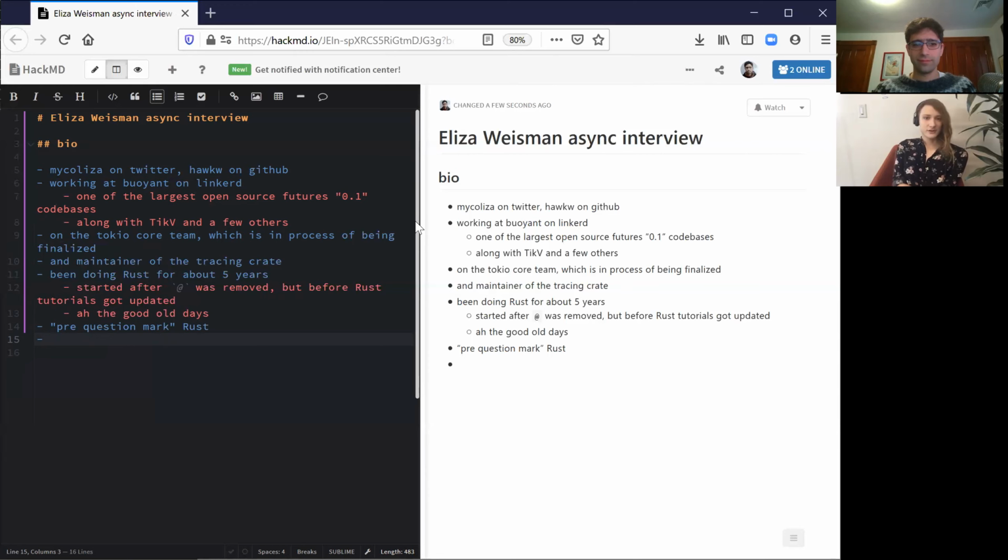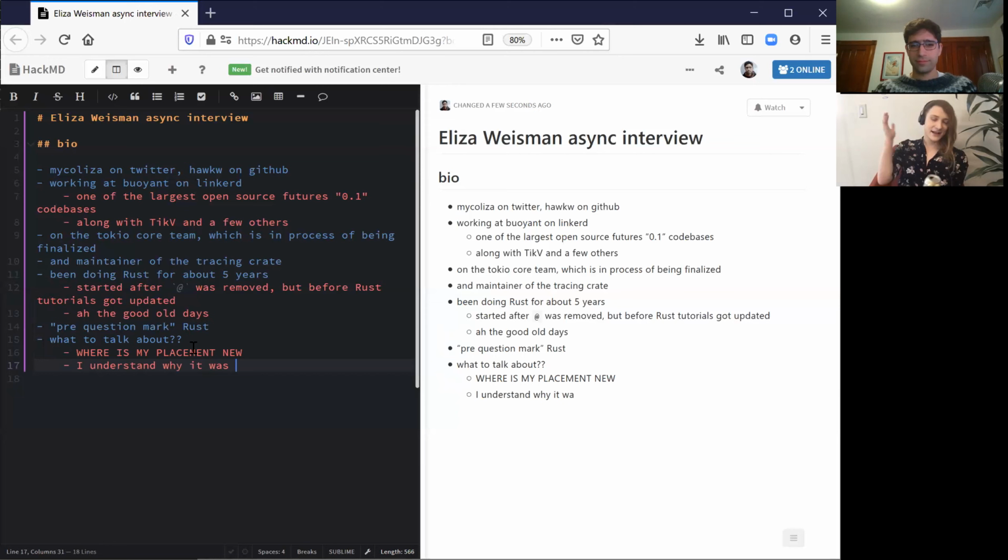Because this seems like a great opportunity for all of my pet peeves and pet language features that I want, like where's placement new. I'm sad about placement new. I understand why the placement new feature that was on Nightly ended up being reverted, and I think the rationale for it makes a lot of sense, but I'm just kind of sad about it because I feel like that would be nice to have. Anyway, that's just one of my pet language features. Where's placement new, Nico?